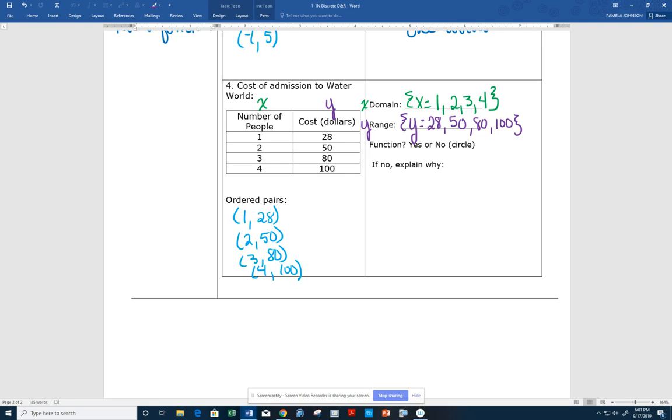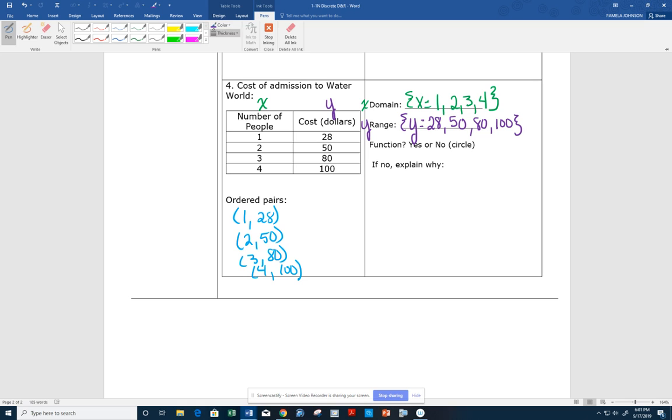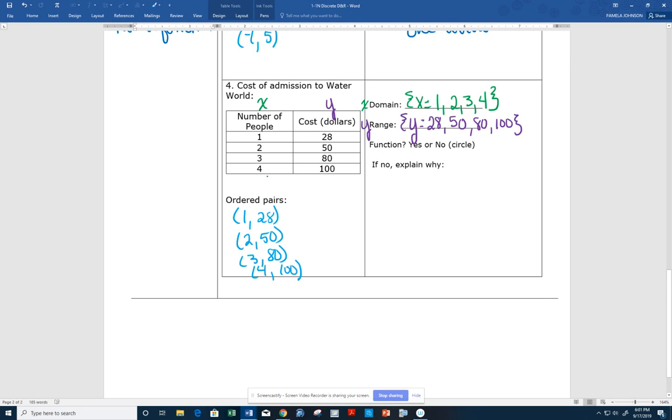Is this a function? Yes, it is. We do not have any values that repeat in the x column. This is the column we look at to see if it's a function. And yes, it is absolutely a function. No explanation needed there.